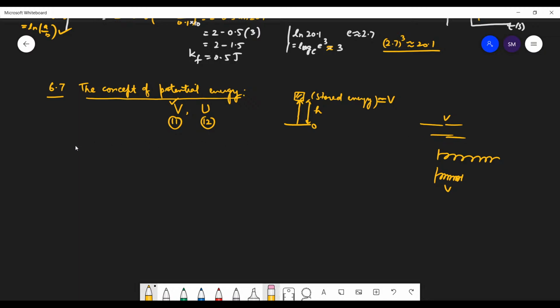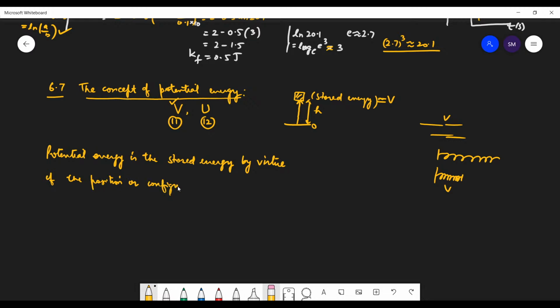So the important thing, very important thing, students, just write it down: potential energy is the stored energy by virtue of the position, or you can also say configuration, of a body.